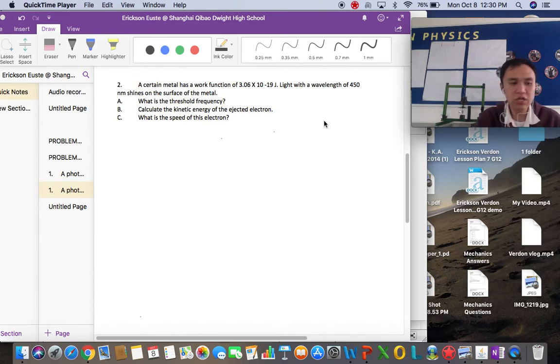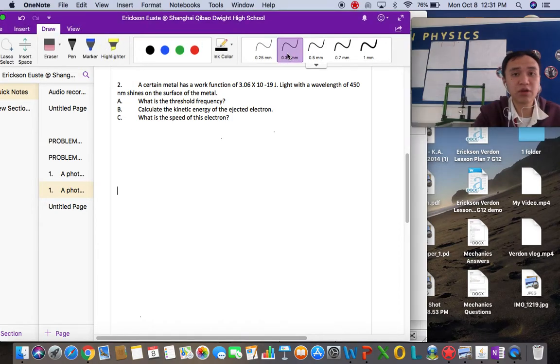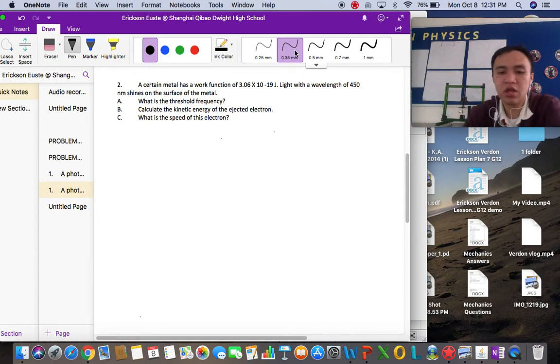First of all, you need to have the threshold frequency first. It's just like the same one with number 1. You are already given the work function, which is 3.06 times 10 to the negative 19. So no need for you to convert it because a while ago you were given eV, which is also a unit of energy.